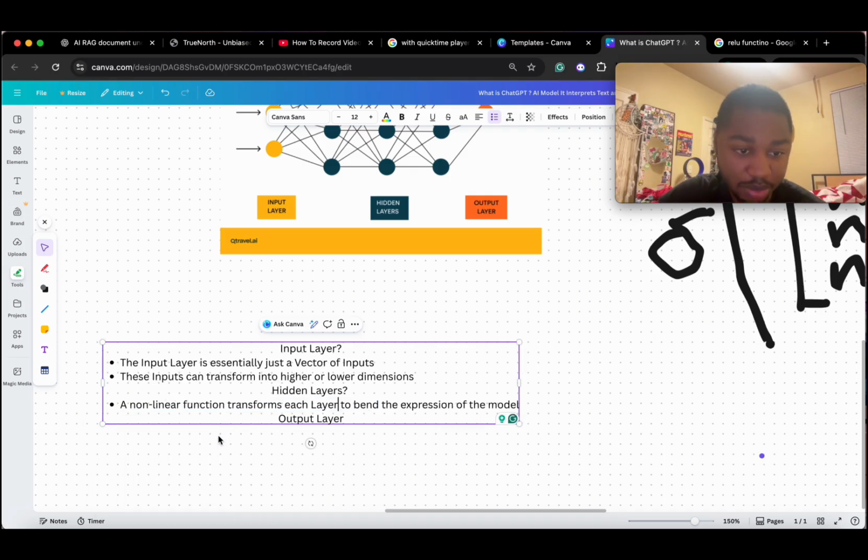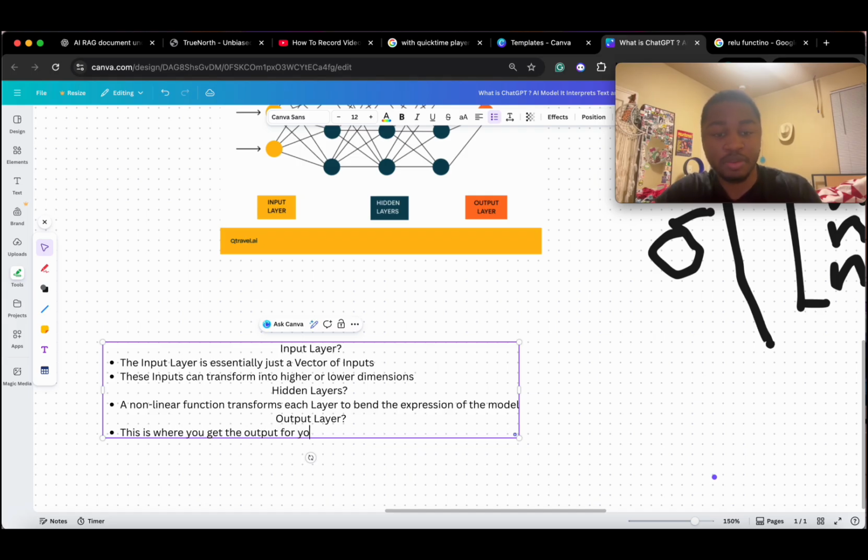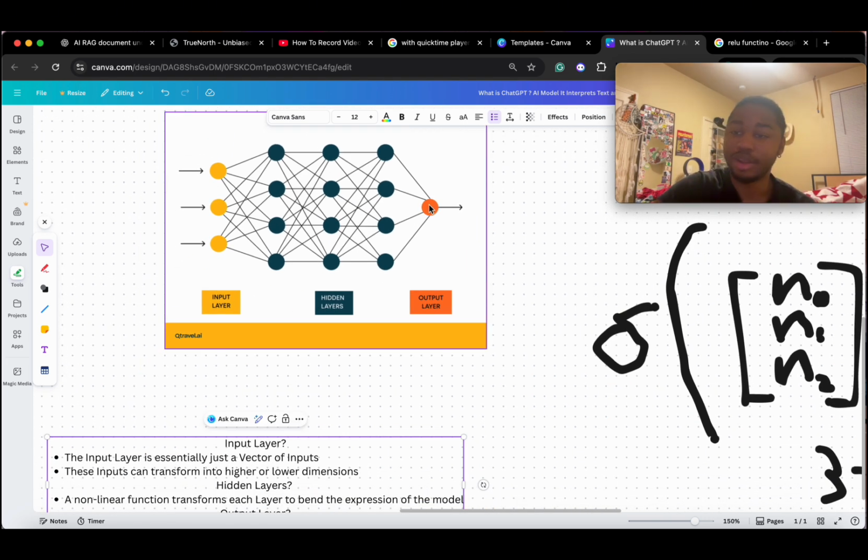So I think it's pretty cool. And then final layer, output layer, essentially it's just like the input one, but all the math still applies, but this is where you get the output of your network. So this is where you get the output of your network, right? In this case, it's one neuron, but in many other cases it can be multiple. There's different ways depending on what you're doing.